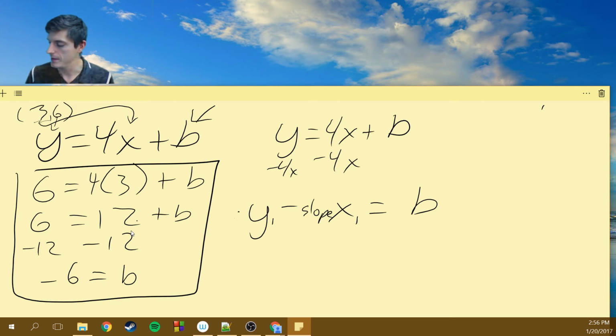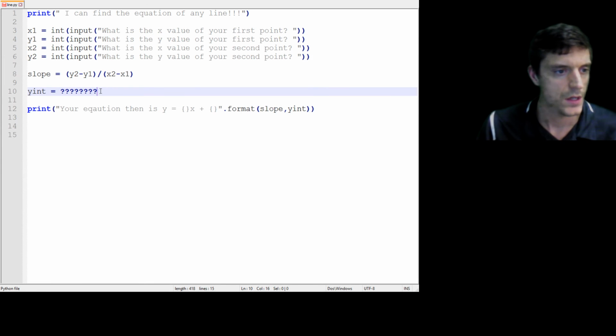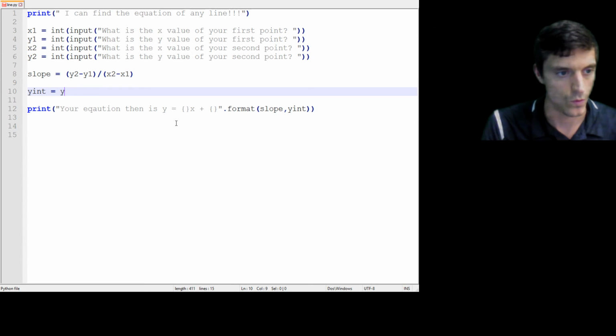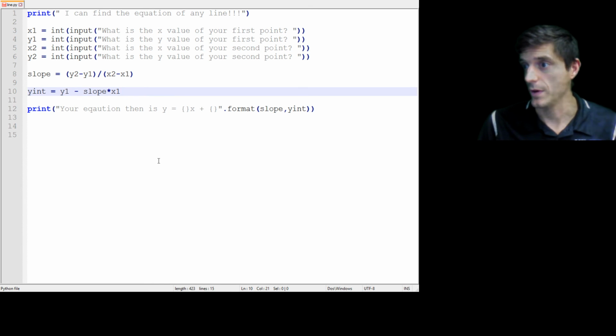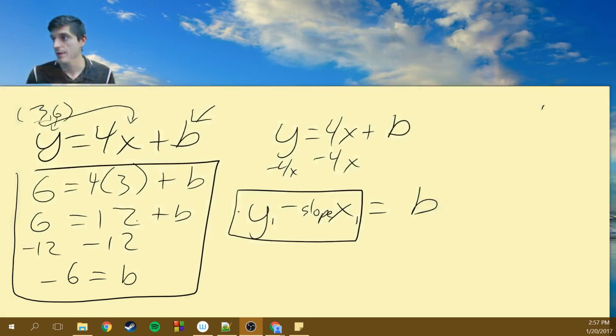So let's go back to the coding. All I'm going to say is my y-intercept is whatever my y value is minus slope times x. So let's go back to coding. My y-intercept is going to be y1 minus whatever we found was the slope multiplied by x1. So in this case, we figured out that that should be -6. So let's hope that works.